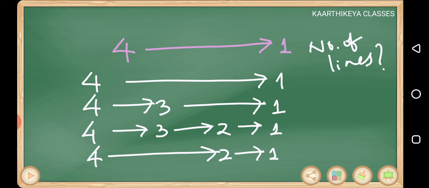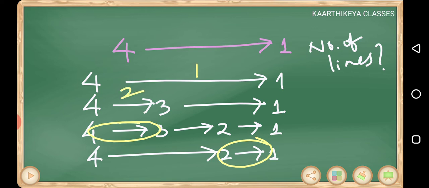So when these kinds of possibilities are there, what are the repetitions you see? Now in this particular case, this is the repeated one. 4 to 3, this is the repeated one. Remaining all, how many lines are there? You check. This is first line, this is second line, this is third line, this is fourth line, this is fifth line, and this is sixth line. How many lines are possible here? 6 lines are possible.